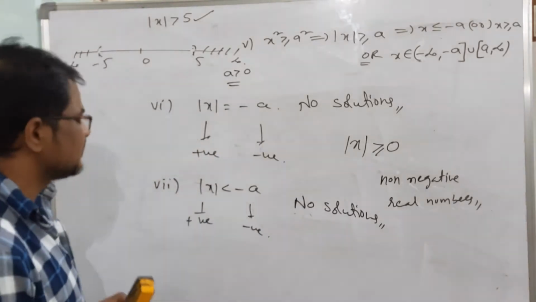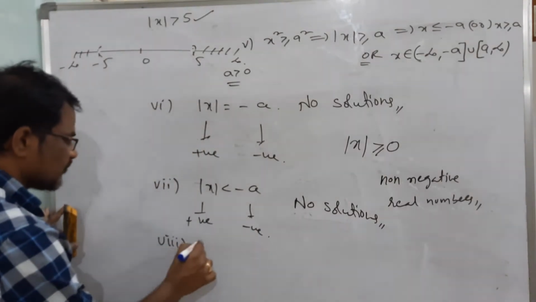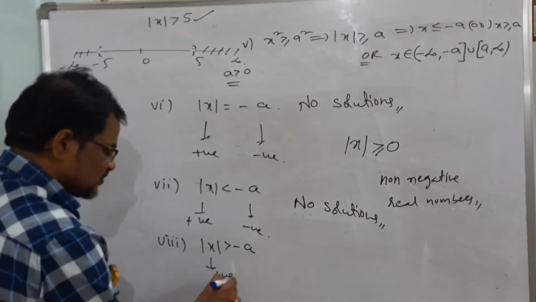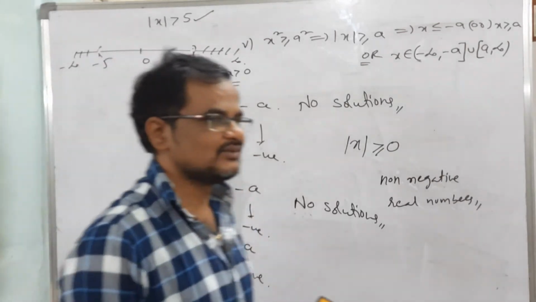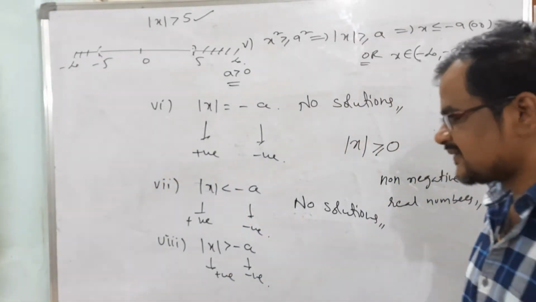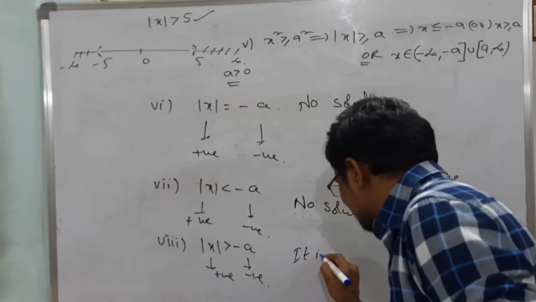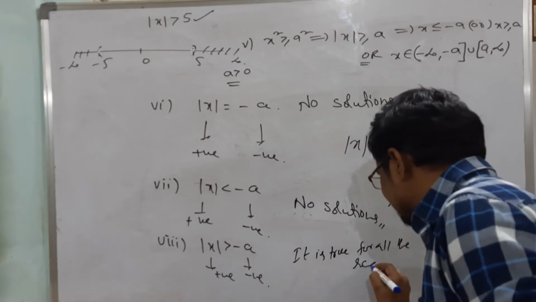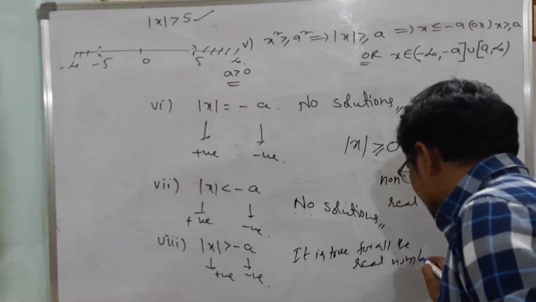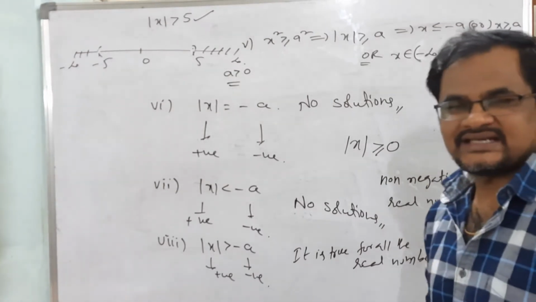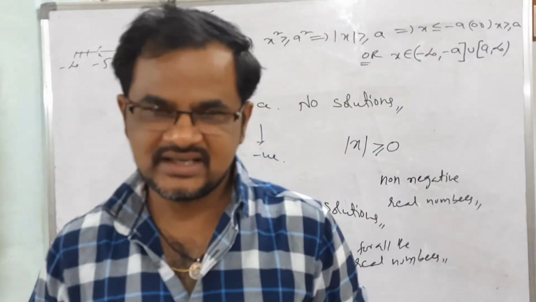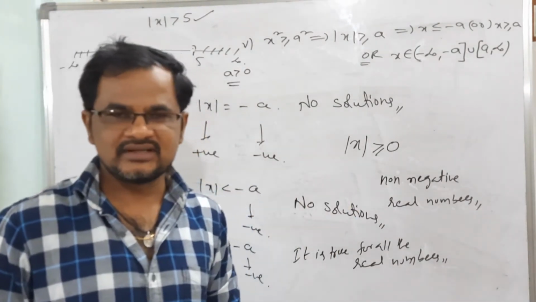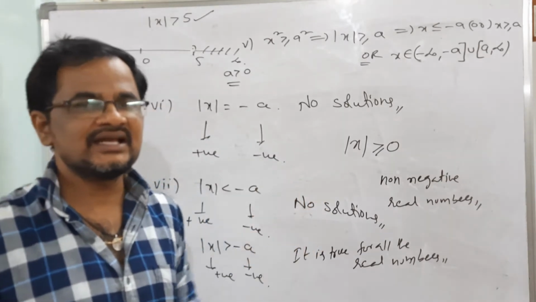So finally this one, mod x greater than minus a. So here also this is a positive value and this is a negative value. Tell me what is the answer here? It is true for all the real numbers. For all the real numbers, because positive values are always greater than negative values.